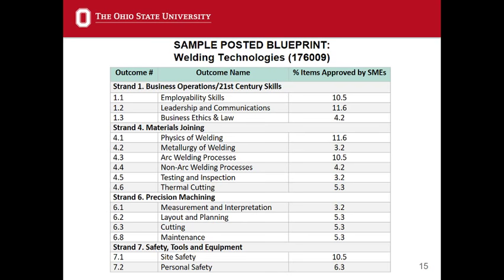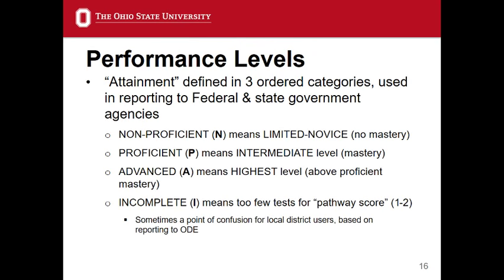The performance levels that we use, technical skill attainment, is defined in 3 ordered categories, and they're used in reporting to federal and state government agencies. Non-proficient, N, means limited or novice with mastery not demonstrated at this time. Proficient, or P, means intermediate level and does indicate mastery at the point of testing. Advanced, or A, means the highest level above proficient mastery.